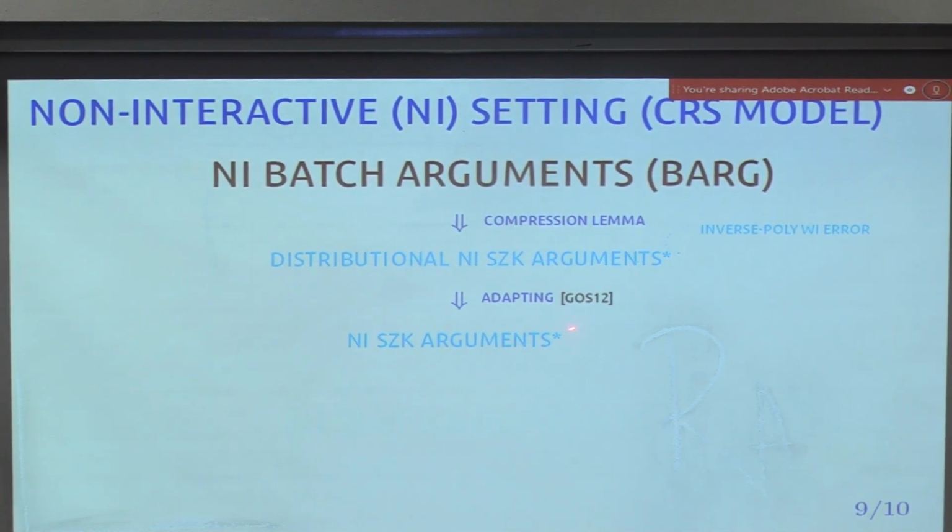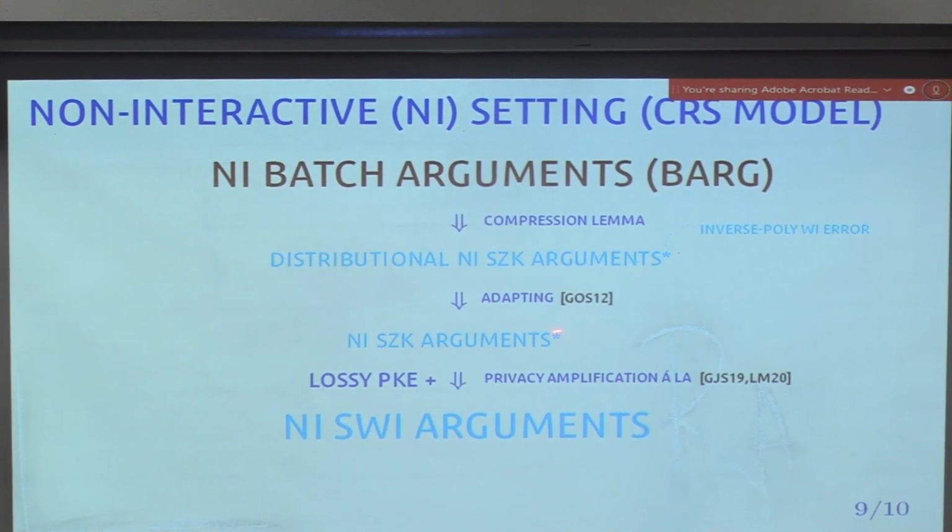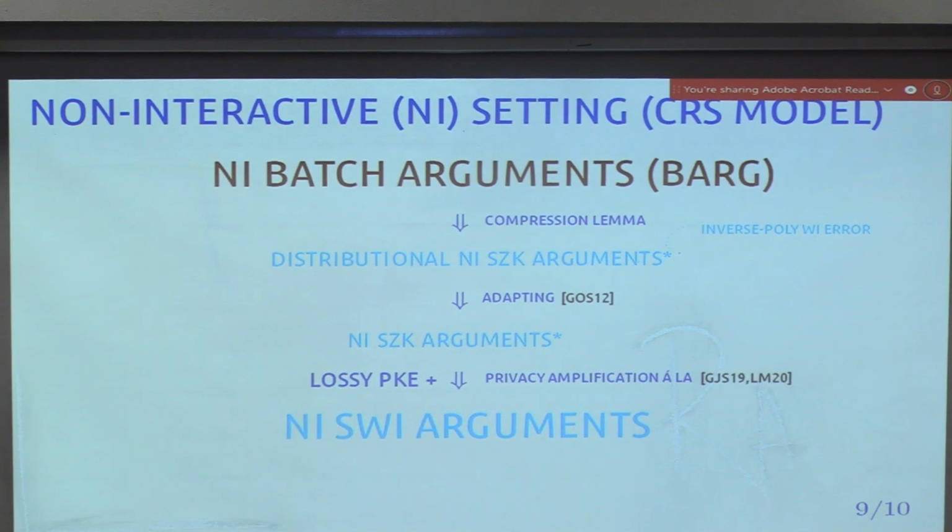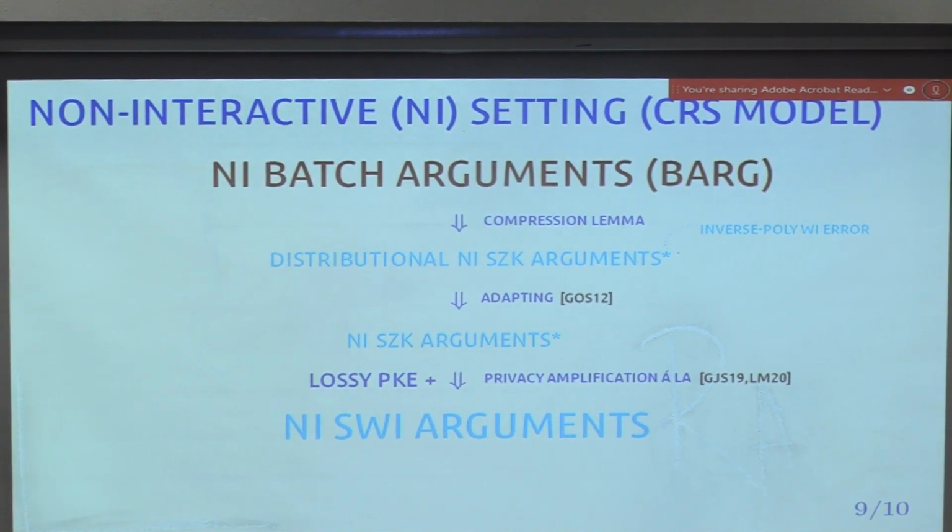To go from distributional to worst case, you can adapt the construction of Groth-Ostrovsky-Sahai. This is a cute local to global trick going on here. Then if you recall the compression lemma, when you apply it you still have only inverse poly WI error. So if you want to go to negligible WI error, you have to do some privacy amplification, and this you can do if you assume lossy PKE.